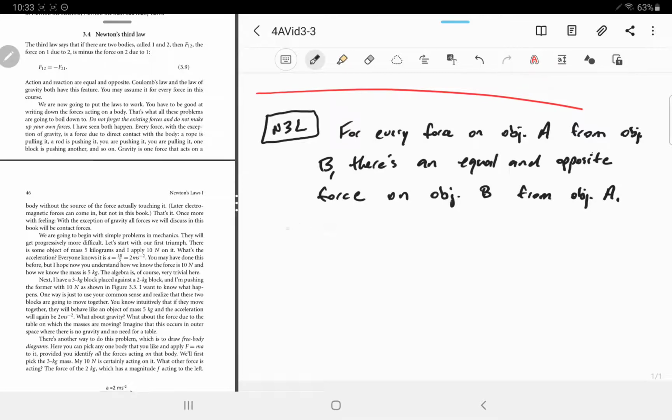Okay, so associated with this is that you'll never see, so here there's two forces involved. Two equal and opposite forces, right? There's two forces involved in that statement. You'll never see both of these forces on the same free body diagram.